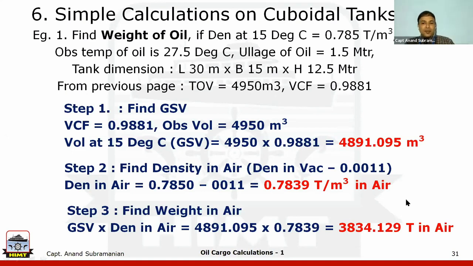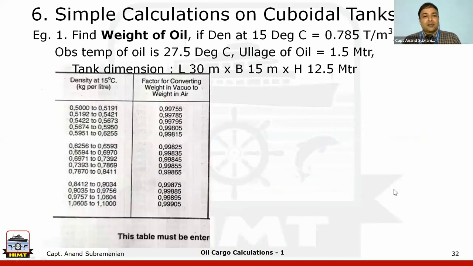Now, if you have a small element of doubt, why don't we try out Table 56 and see what answers we get? So here is Table 56. Step number 1 remains the same, the GSV remains the same. Only step numbers 2 and 3 change. So what is the weight reduction factor for this density of oil, 785? 0.99855, sir. 99855.